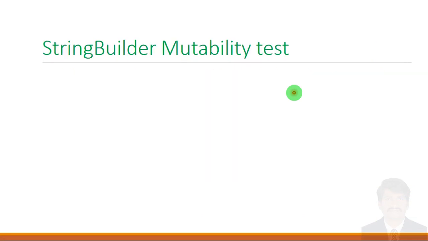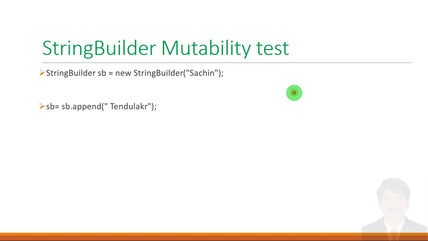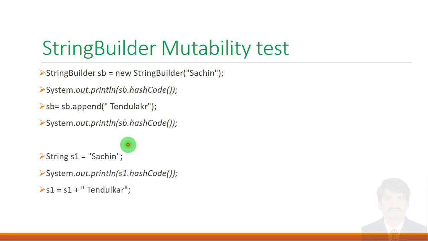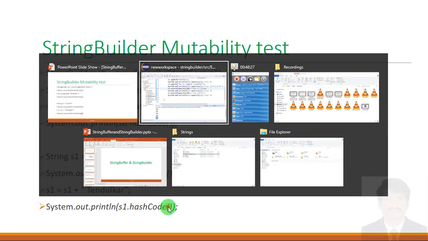Let us see the StringBuilder mutability test, guys. It is very similar to your StringBuffer. Create the StringBuilder, append some string and print the hash code. After adding, print the hash code. If this returns the same hash code here and here, after creating and after adding, then it should be mutable. Or String: create the string, add something and print the hash code. Since String is immutable, here and here it will return different hash codes.